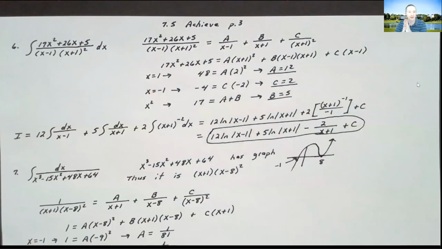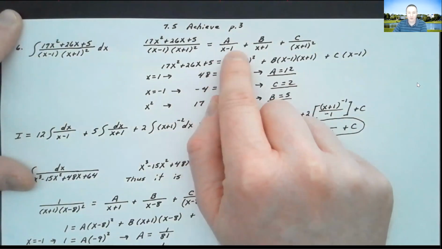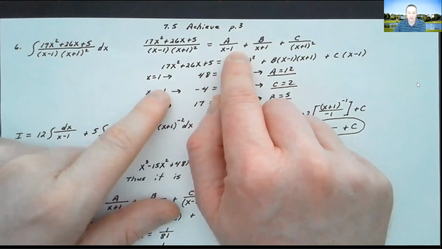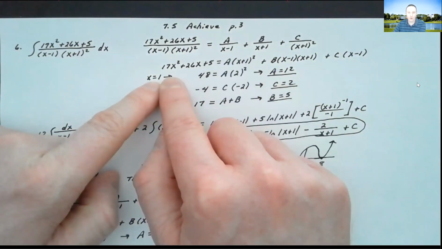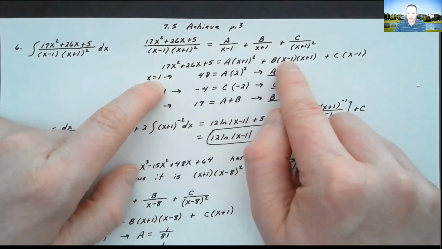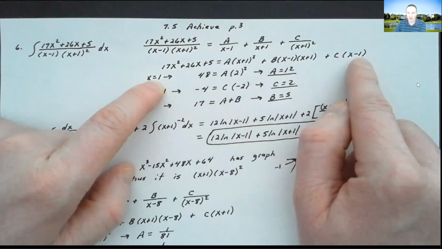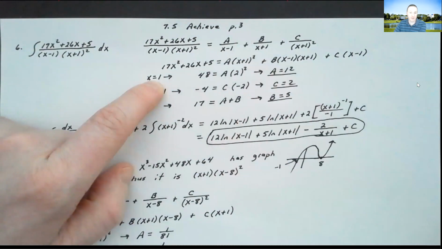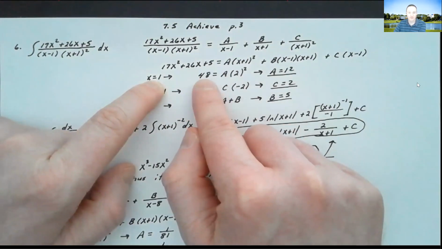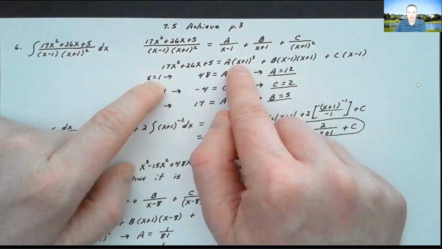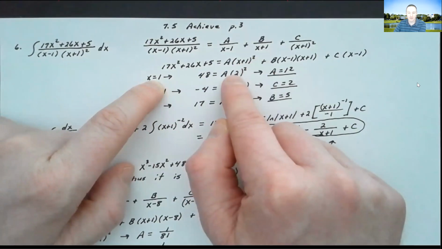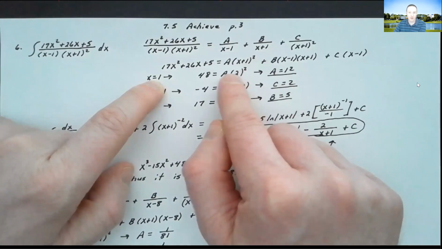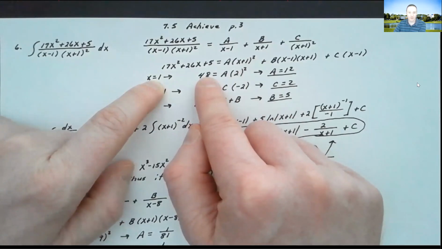Now I can say, okay, I have that simplified out. I should be able to solve for my variables. Well, how do I solve for A? Well, I solve for A by setting x equal to 1, since that would cause its denominator to be 0 here. So if I let x equal 1, then please notice B is going to end up being multiplied by 0, C is going to end up being multiplied by 0. If I plug a 1 into the left-hand side, I just get 17 plus 26, which is 43, plus 5 is 48. On the right-hand side, you have A times the group 1 plus 1 squared, so that's A times 2 squared. 2 squared is 4, so you get 4A is 48. A equals 48 divided by 4.